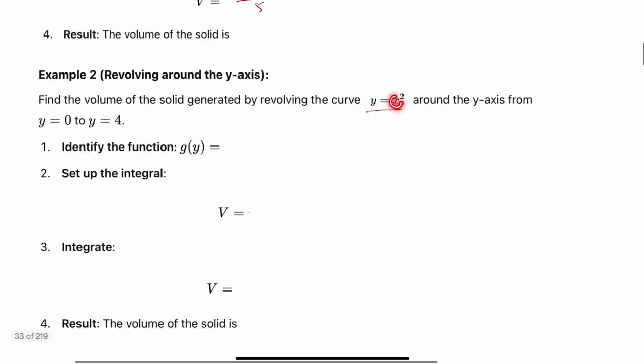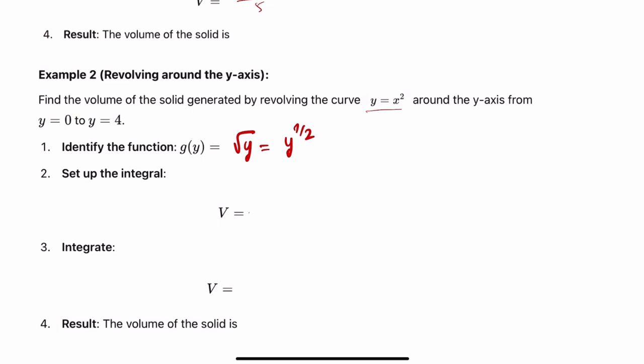So x is equal to the square root of y. Okay, so my function is the square root of y, which is equal to y to the power of half. Okay, now we can calculate the integral.